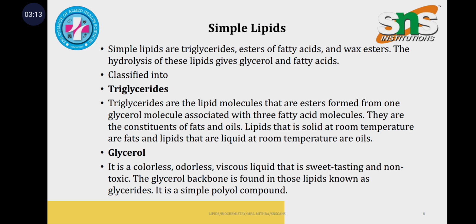Simple lipids, where triglycerides, glycerol. Triglycerides are lipid molecules that are esters formed from one glycerol molecule associated with 3 fatty acid molecules. These are the constituents of fats and oils. Lipids that are solid at room temperature are termed as fats, whereas lipids that are liquid at room temperature are termed as oils. Glycerol is an odorless, colorless, viscous liquid that is sweet tasting and non-toxic, and it is the backbone. It is known as glycerides.